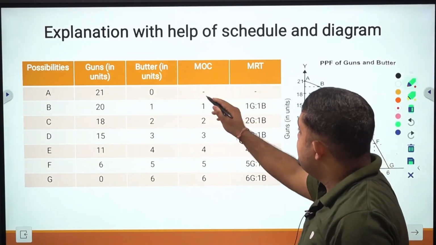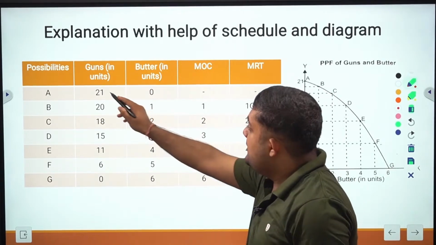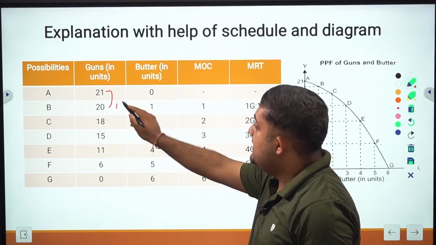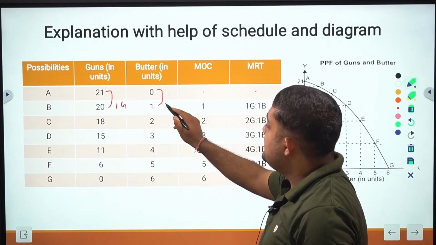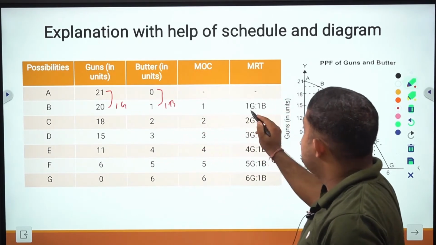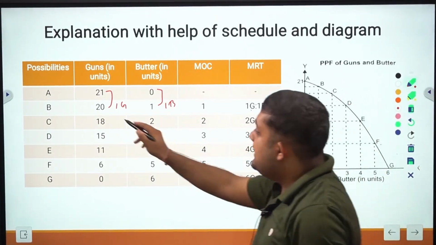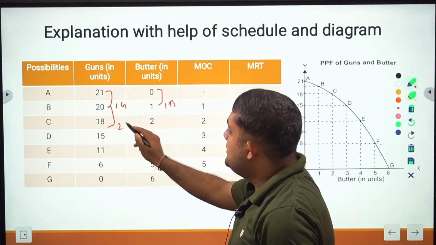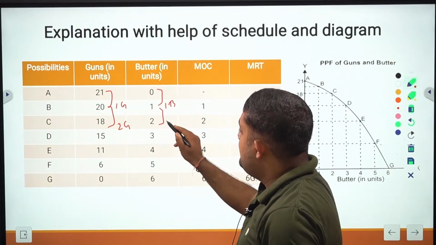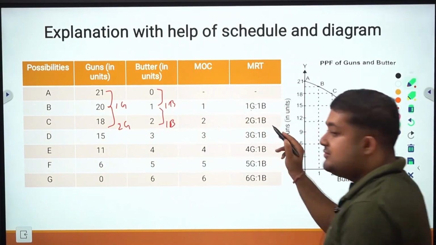Here you see how many units of guns are sacrificed? 1 gun to gain one additional butter. So 1G is to 1B ratio. Here, how much is sacrificed? 2 guns for 1 butter. So 2G is to 1B.